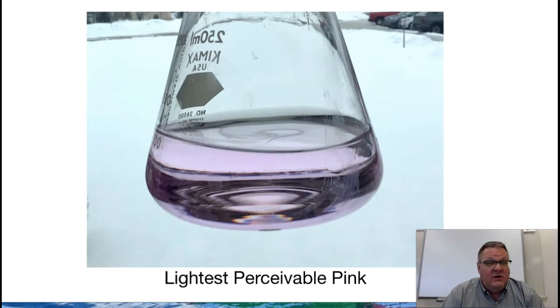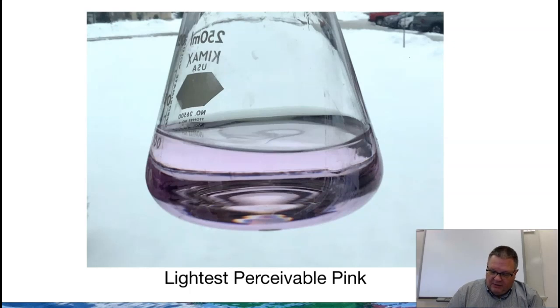If it gets lighter, then cross that number out and record the new one, because that's even lighter perceivable pink. You want the lightest possible perceivable pink that stays after a full minute of swirling.